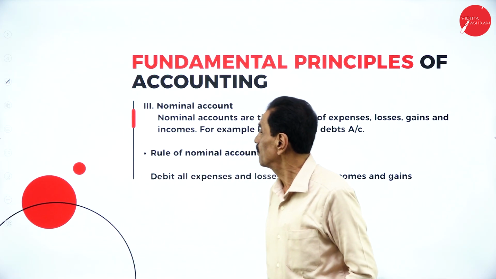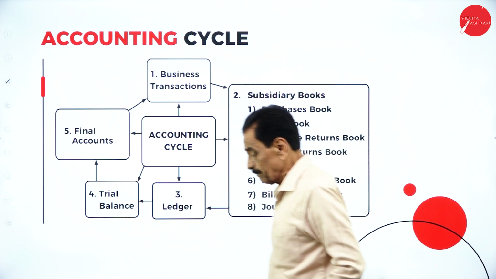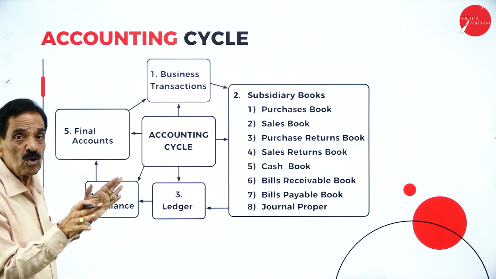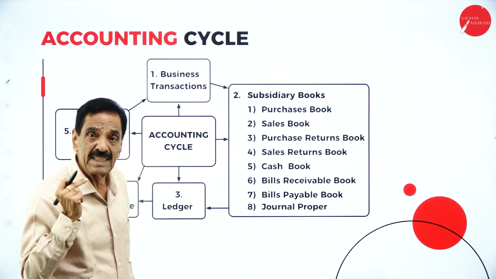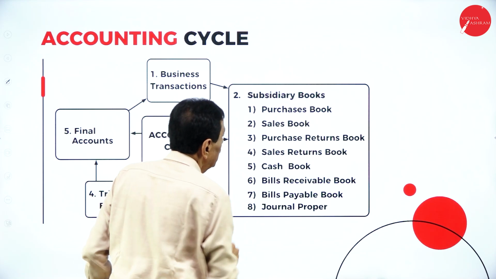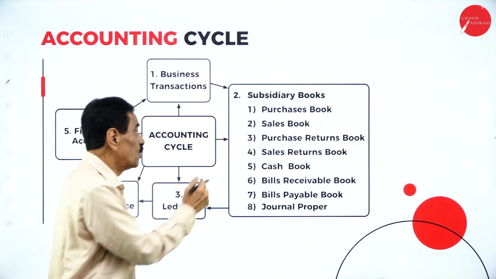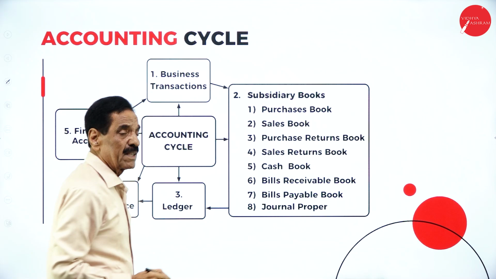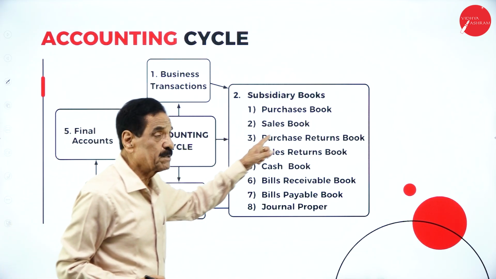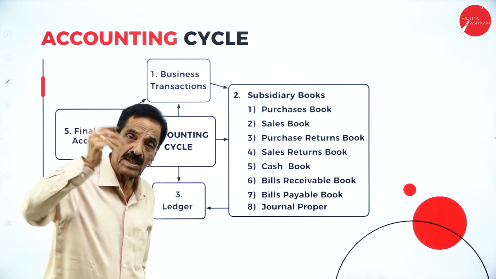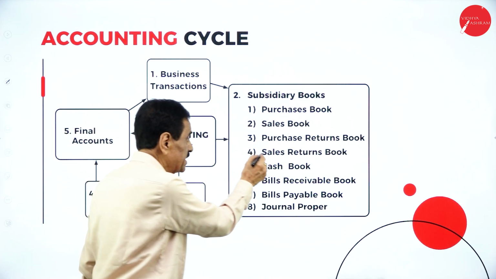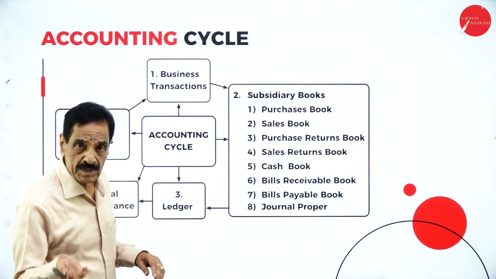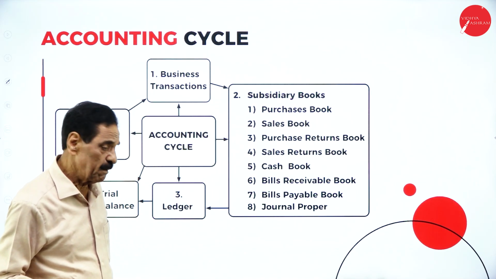Then, the accountancy cycle. Here, one is called business transaction. I told you it may be a cash transaction or a credit transaction. Second one, subsidiary books. The books are purchase book, sales book, purchase return book, sales return book. Purchase means credit purchase, sales means credit sale, purchase return means goods purchased are returned to the seller. Sales return means goods sold are returned by the buyer. Then cash book, bills receivable book, bills payable book, and journal proper.